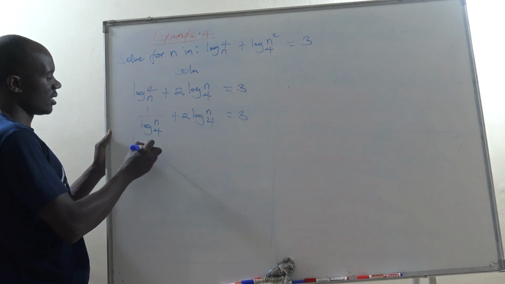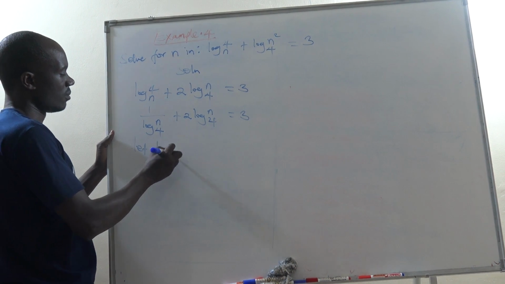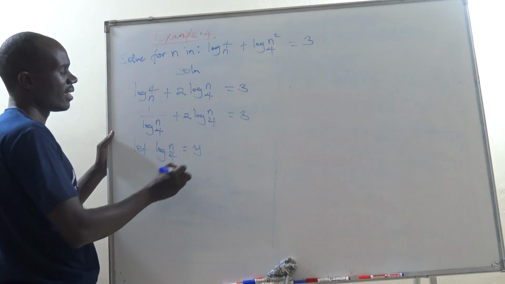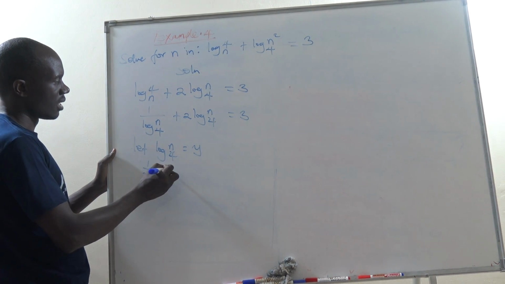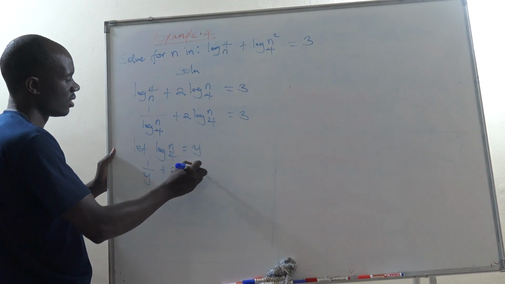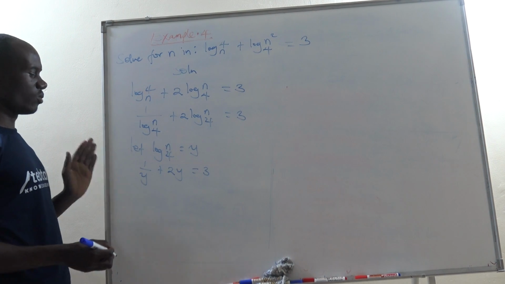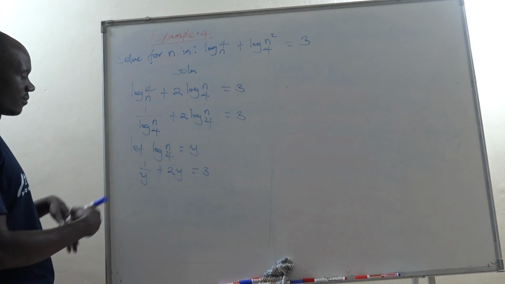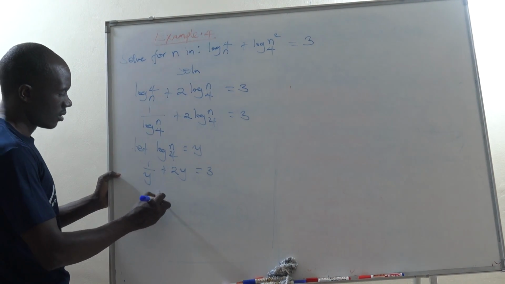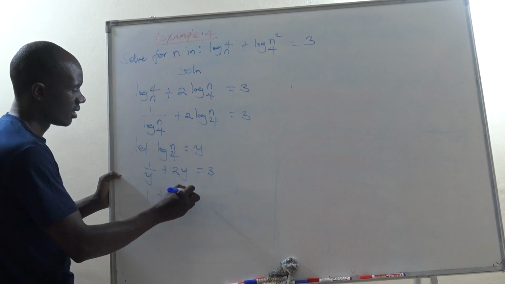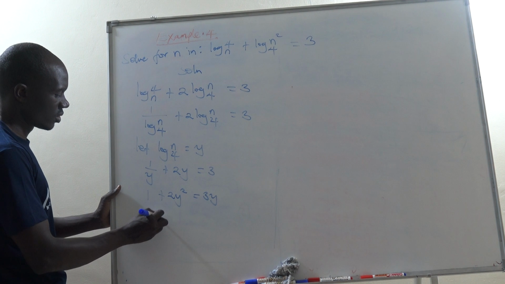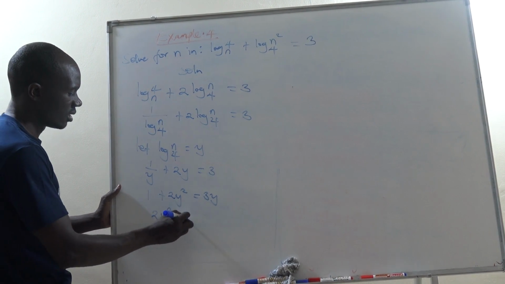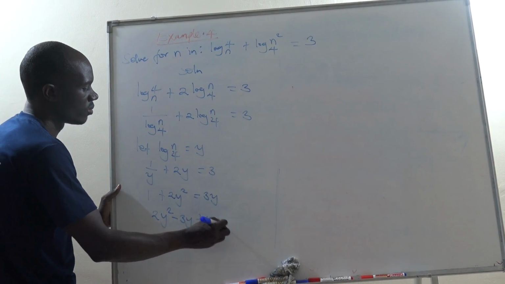So you can say let log of n base 4 equals y. What happens becomes 1 over y plus 2y equals 3. Then we multiply through by the LCM. We are getting 1 plus 2y squared equals 3y. So this becomes 2y squared minus 3y plus 1 equals 0.